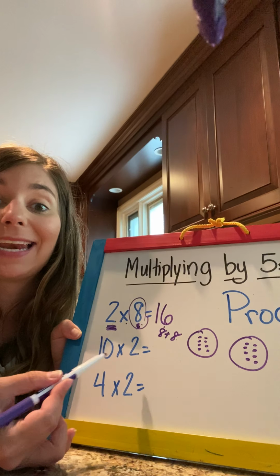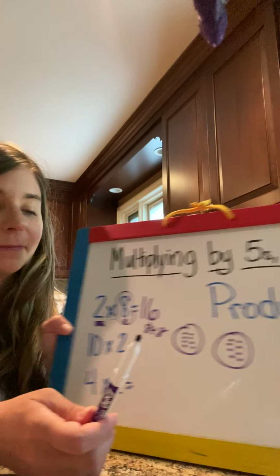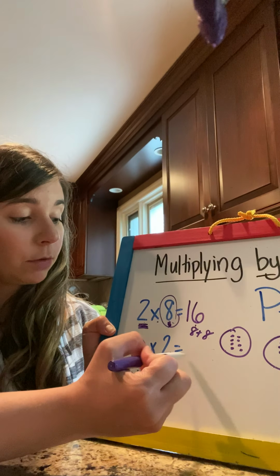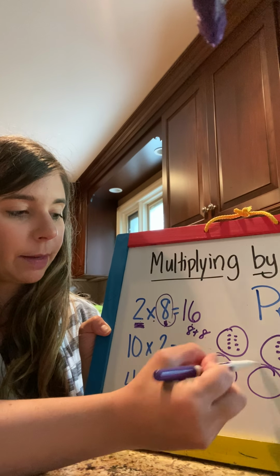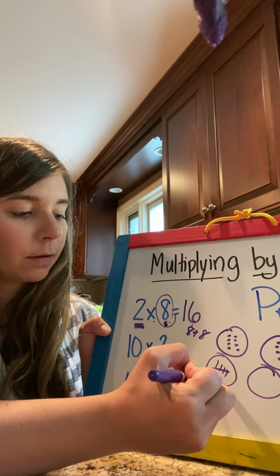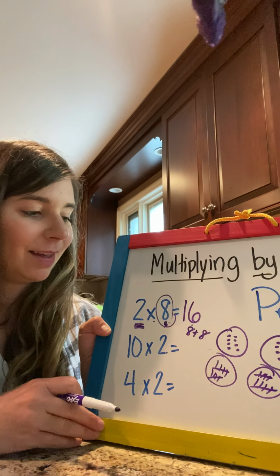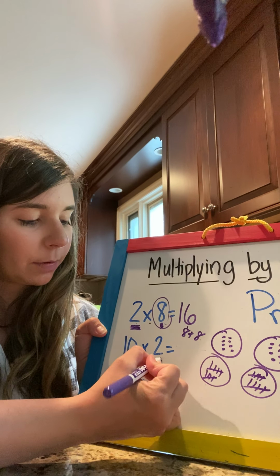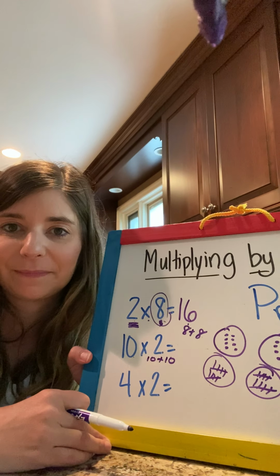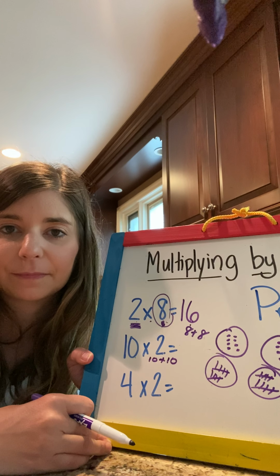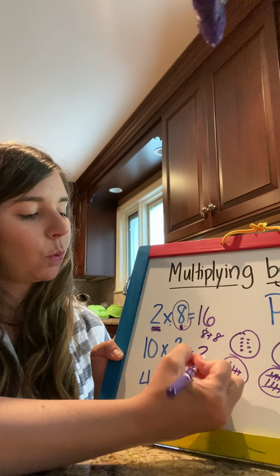Let's look at the next one, 10 times 2, to get our product, okay? 10 times 2. Now, I can count by 2s 10 times. I can draw 2 groups and put 10 in each. Okay. Or I can think 10 plus 10. Whatever strategy you choose here, write that answer down. Did you get it? That's right, it's 20.